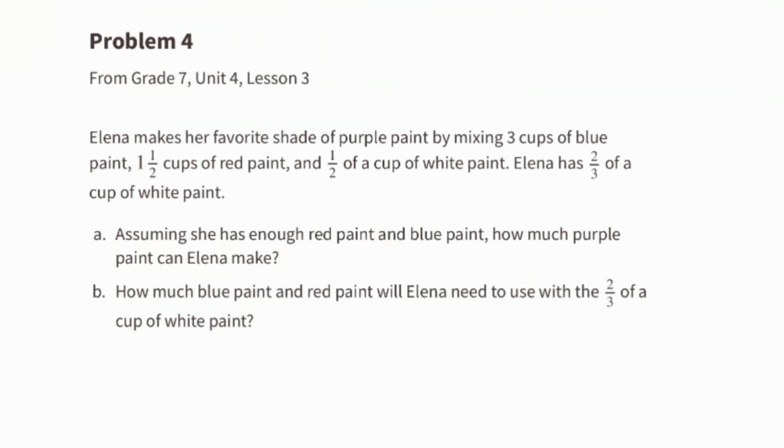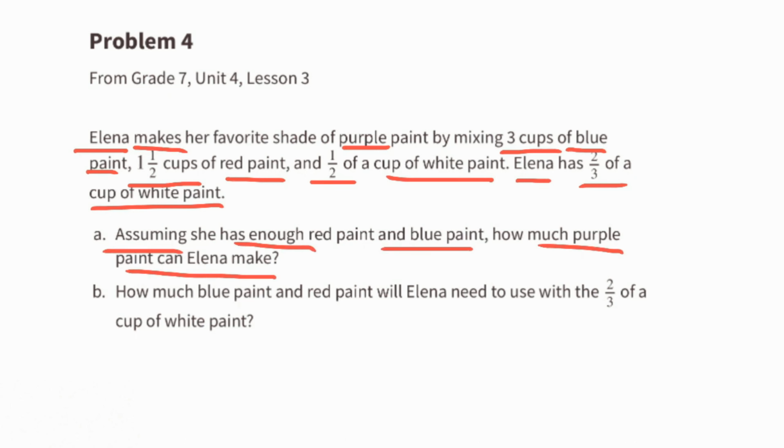Problem number 4, from 7th grade, Unit 4, Lesson 3. Elena makes her favorite shade of purple paint by mixing 3 cups of blue paint, 1½ cups of red paint, and ½ cup of white paint. Elena has 2/3 of a cup of white paint. A. Assuming she has enough red paint and blue paint, how much purple paint can Elena make?